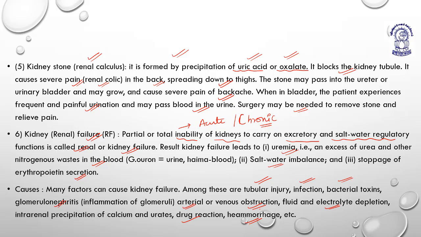So we learned about pyelonephritis, which is the inflammation of renal pelvis, cystitis, which is the inflammation of urinary bladder, glomerulonephritis, which is the inflammation of nephrons along with glomeruli, uremia, high blood urea, kidney failure, renal calculi.